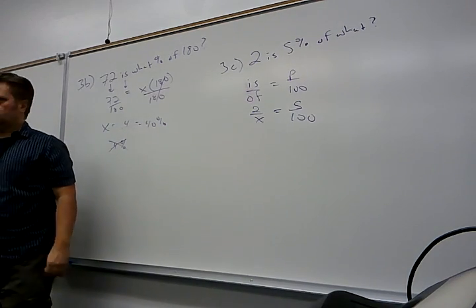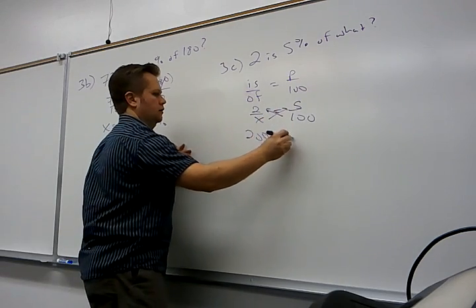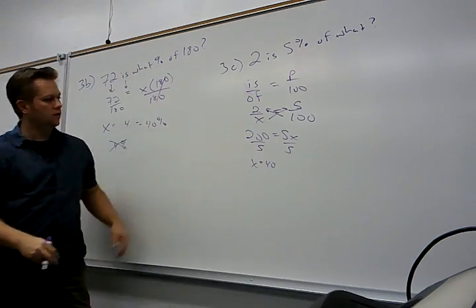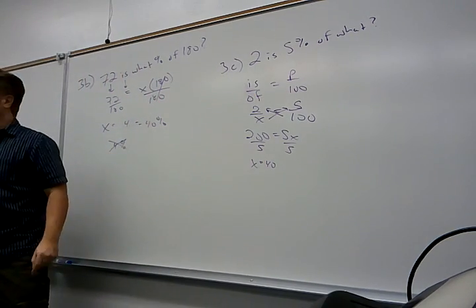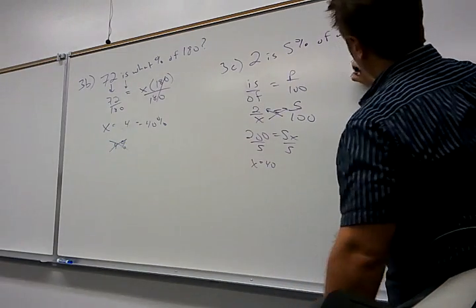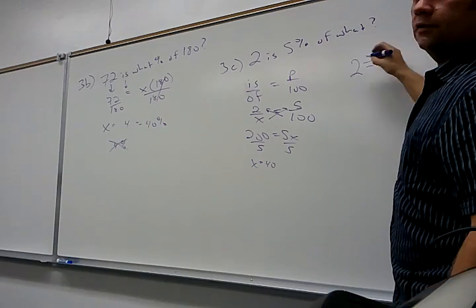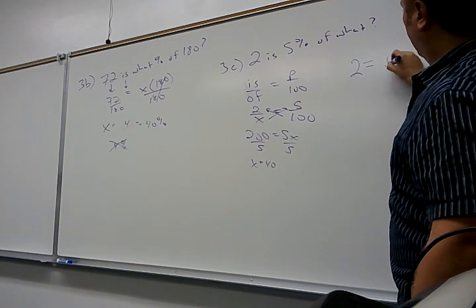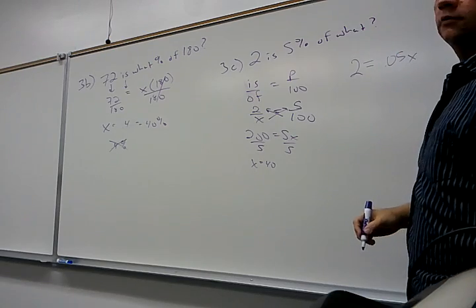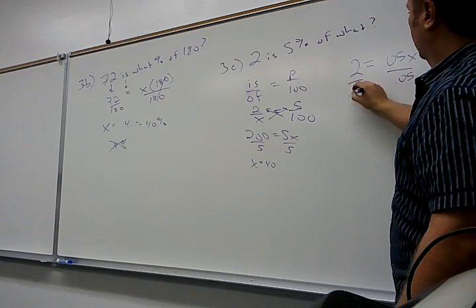Can you do it the other way? Sure. So I'll do this real quick. I love this method. I didn't really plan that, by the way. It just happened. The other way would be 2 is 5%, 0.05, good, of what? I don't know. That equals X, and then divide by 0.05.